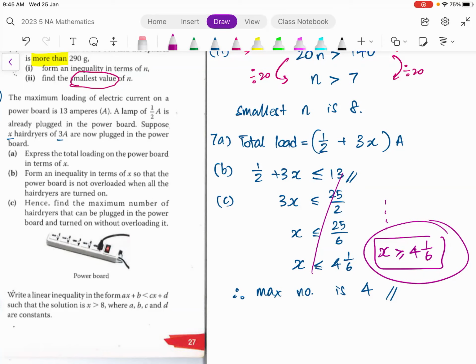Maximum is the biggest number. Tell me, what's the biggest number of x that will satisfy this inequality? Infinity, yeah. Right or not? Look, x greater than or equal to 4 and 1/6. If my working shows me this, and the question asks me for the maximum number, then x has to be infinity, isn't it? But can that make sense? No, it cannot make sense. Somewhere my working went wrong already.